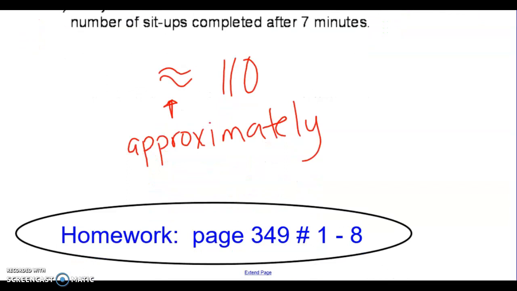Okay, so for homework, looking at curves of best fit versus lines of best fit, I'd like you to look at page 349, numbers 1 to 8. Again, this is the last lesson in chapter 6. There will be a short assignment following.